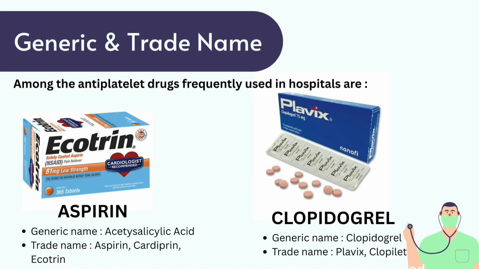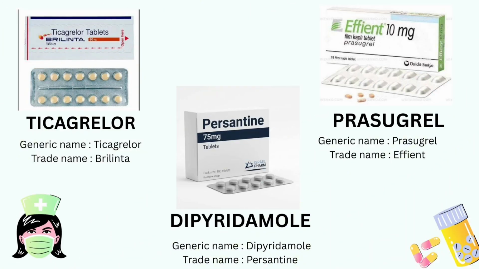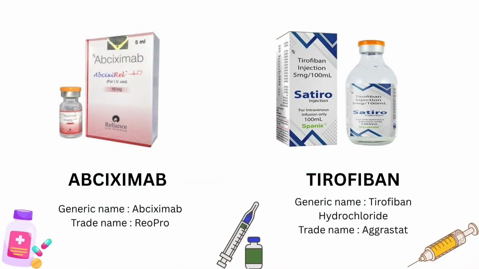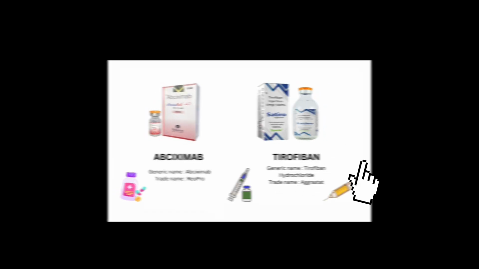Among the most common oral antiplatelet drugs used in hospitals are aspirin and clopidogrel. Other oral antiplatelet agents include ticagrelor, dipyridamole, and prasugrel. When it comes to injectable antiplatelets, examples include cangrelor and eptifibatide. Two additional IV injectable agents are abciximab and tirofiban hydrochloride.